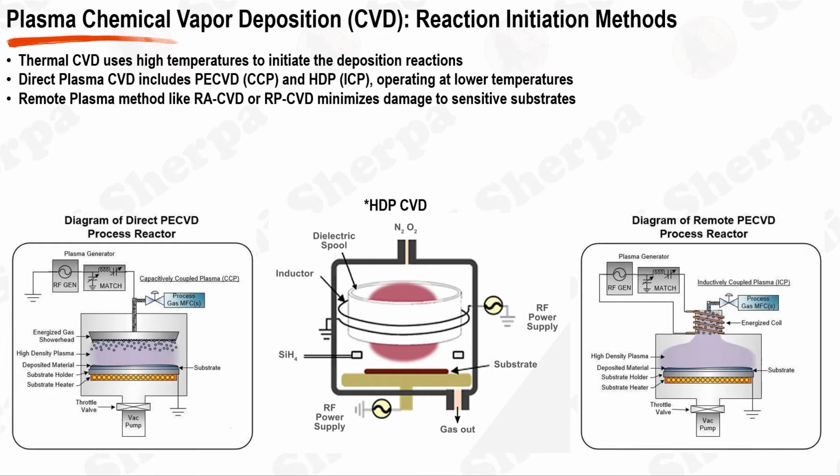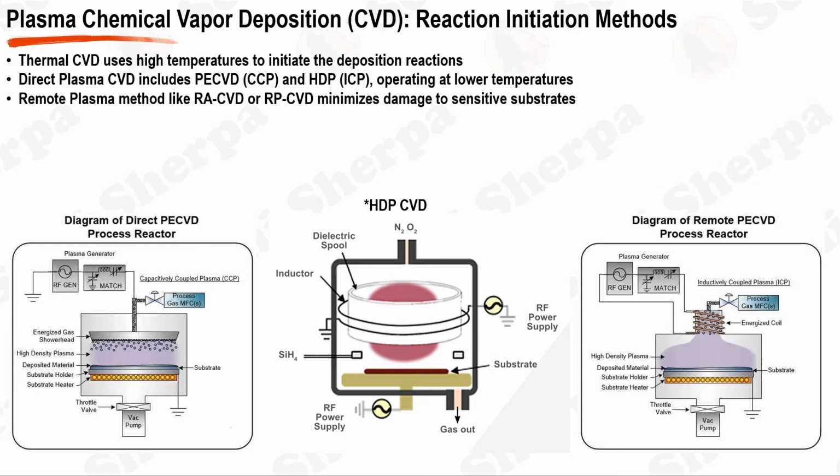Direct plasma methods, including plasma-enhanced CVD, PECVD, and high-density plasma CVD, HDP-CVD, use a plasma to initiate the reactions. In these processes, a gas, often a mixture of the precursor, reactant, and carrier gases, is subjected to an electric field, creating a plasma. The high-energy ions and electrons in the plasma can effectively break the precursor molecules' bonds, enabling film deposition at lower temperatures than thermal CVD. This makes PECVD and HDP-CVD particularly valuable for depositing films on substrates that cannot withstand high temperatures.